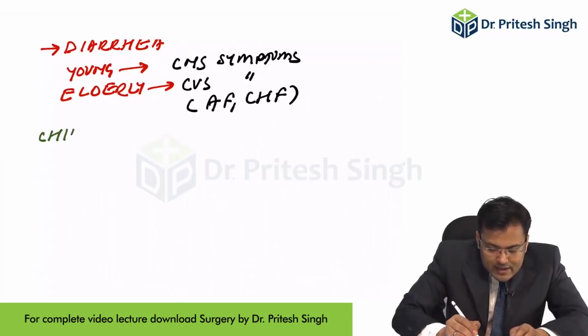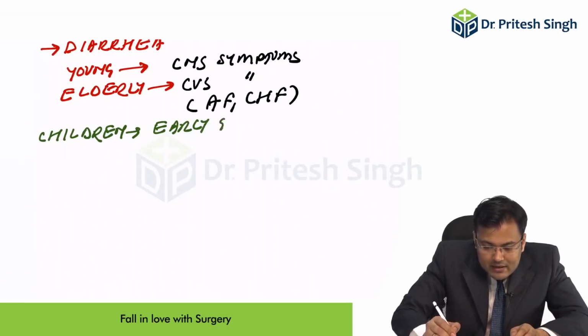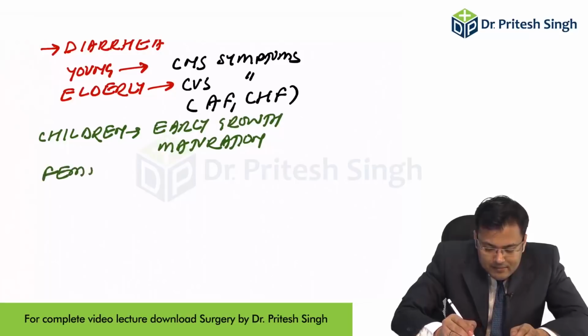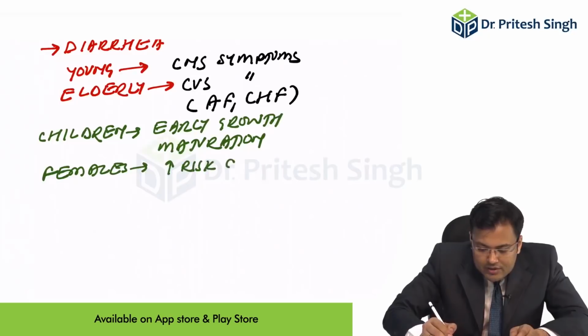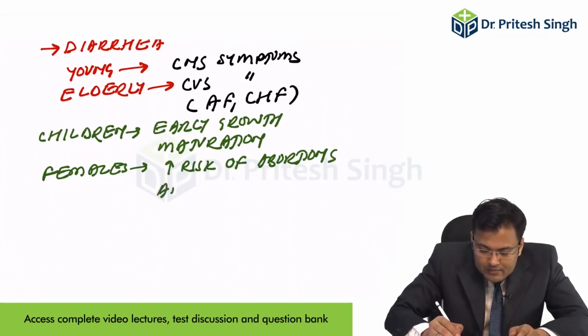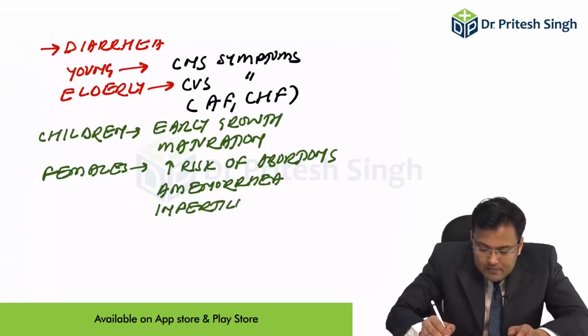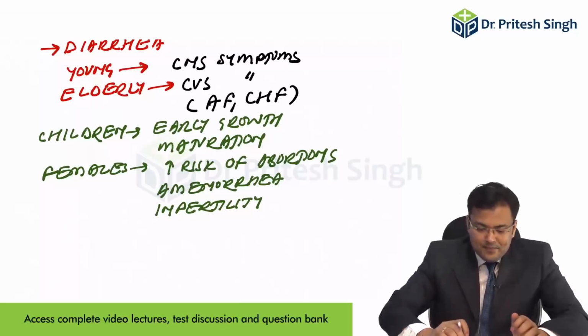So these are the manifestations which are commonly seen in young and elderly patients. In children, there is early growth and maturation. What about females? In females, there is increased risk of abortions, amenorrhea, and infertility.